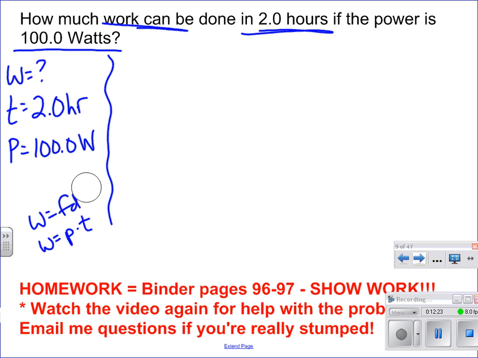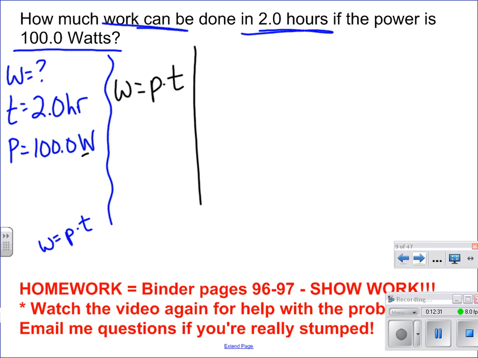All right, so work equals power times time. Now, remember, what is a watt equal to? A joule per second. So if we set this up right now, you would see your units won't cancel out. This is one of the reasons I make you use your units. So we're going to have to first convert our units, our time, to seconds.